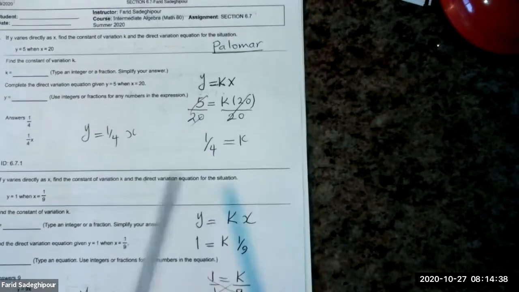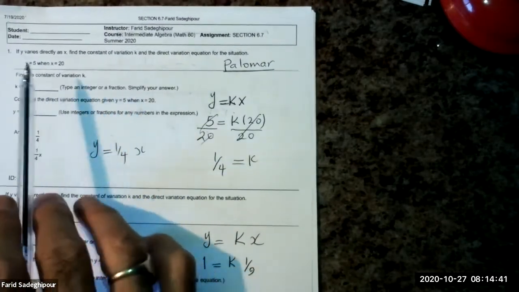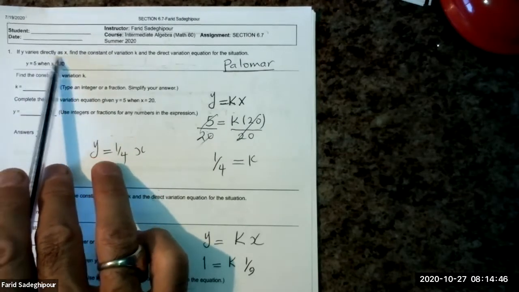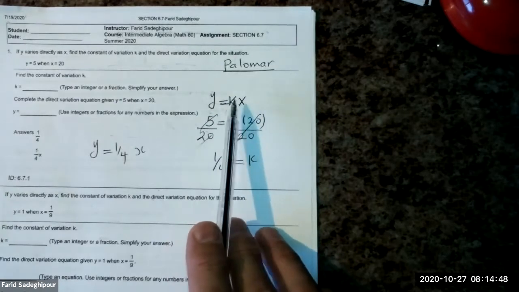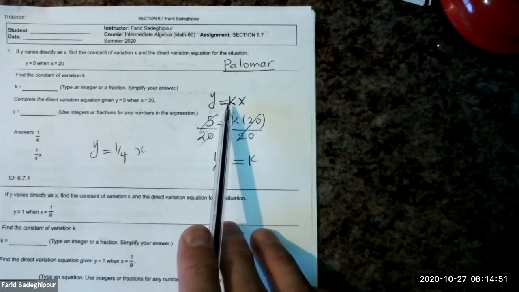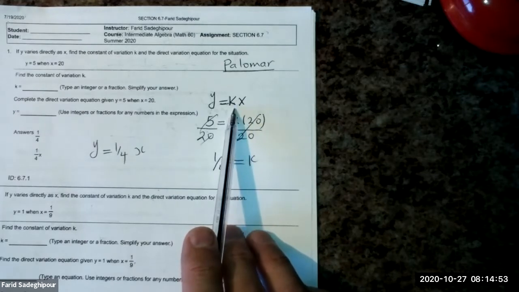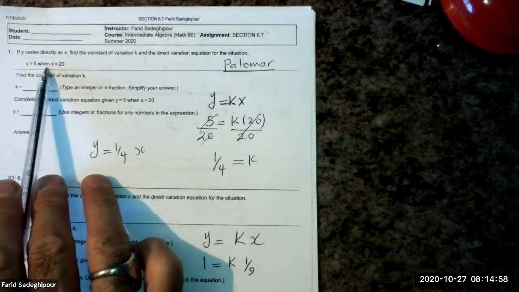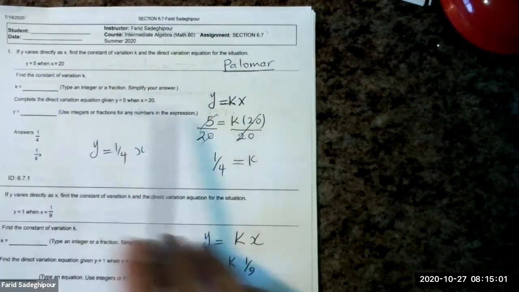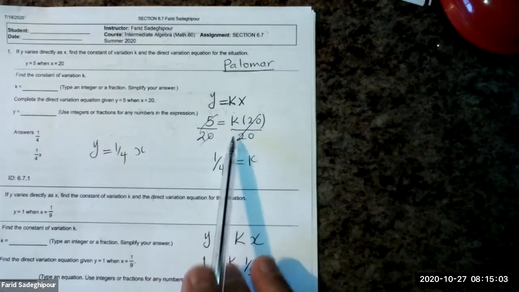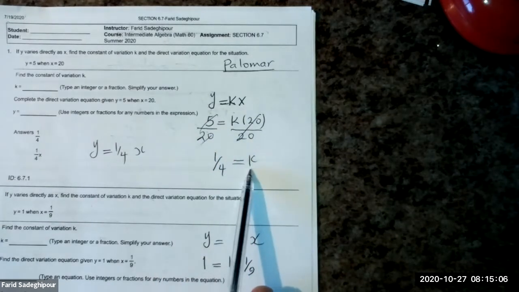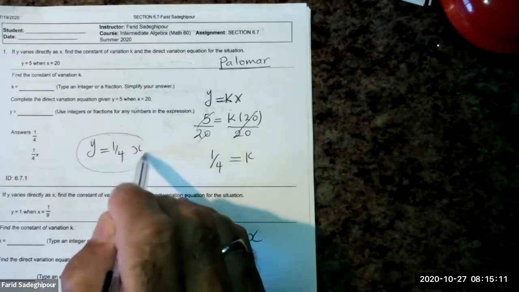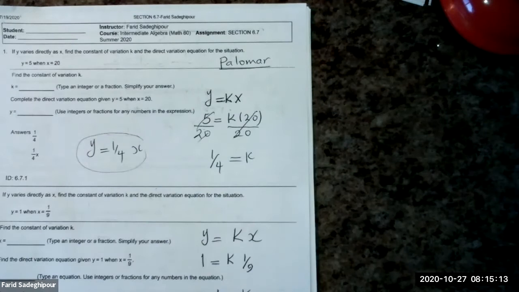On the first problem, the homework says y varies directly as x. When you say y varies directly as x, you just write y is kx. There is always a k. Our goal is to find the k first so we can continue with the problem. To do that, we are given some information: y is 5 when x is 20. You take these two numbers and substitute them here. That gives you the value of k. When you find the value of k, you put it back into this formula. So this is your formula: 1/4 of x.